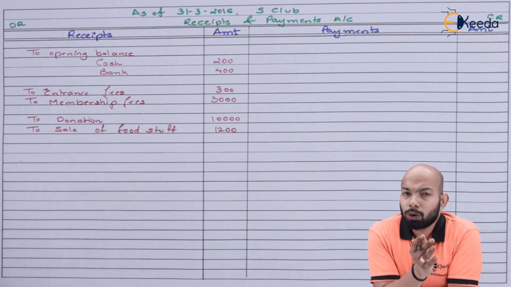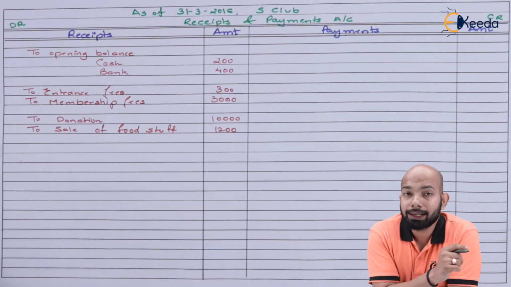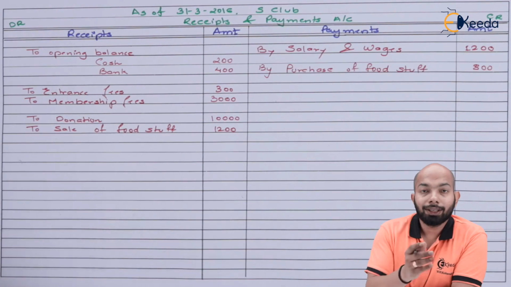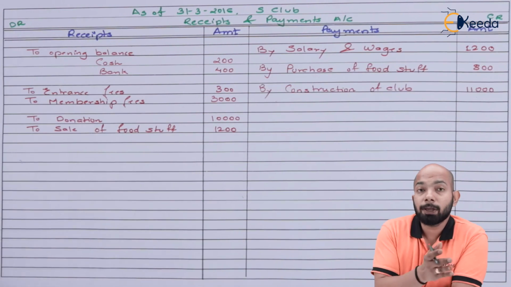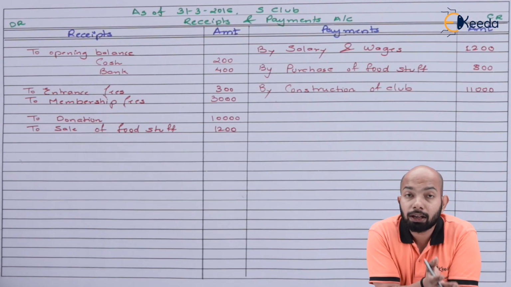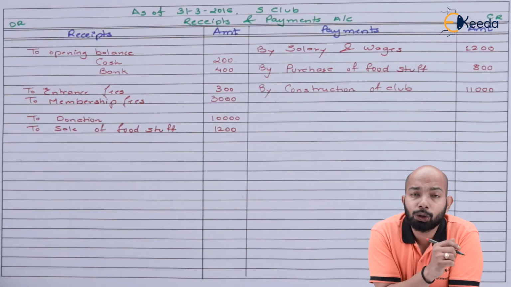Now when it comes to payment, all the expenses are supposed to be considered. The first expense that we're considering is the salary and wages. So salary and wages of 1200 have been mentioned on the credit side here. The next amount that we have mentioned is the purchase of foodstuff, 800. The next payment we made is construction of club, 11,000 rupees have been spent. That amount has been mentioned here, and that is a payment, hence it has been mentioned on the payment side.